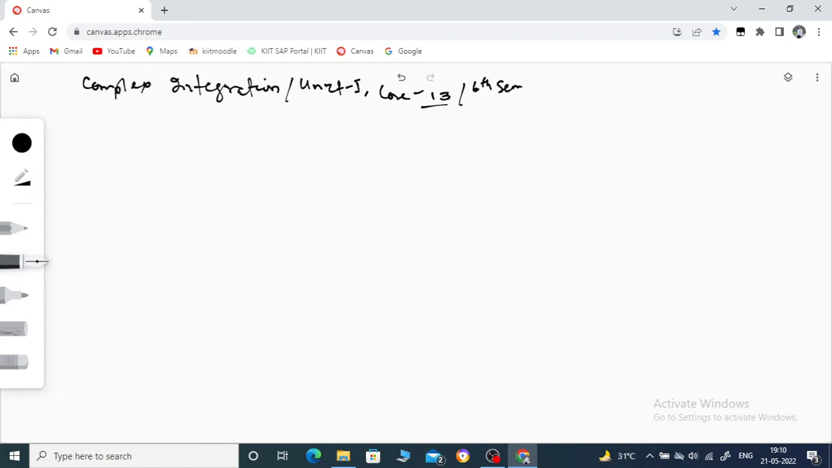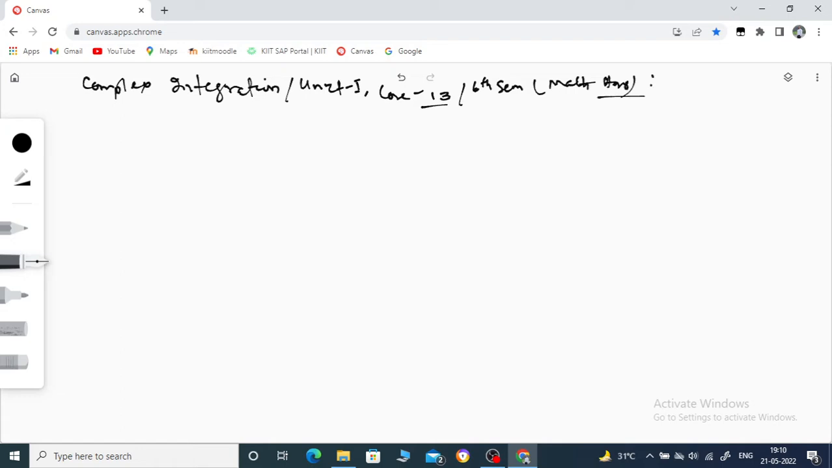Okay, this is your complex integration. This is from Unit 1, Core 13, first section, mathematics students.